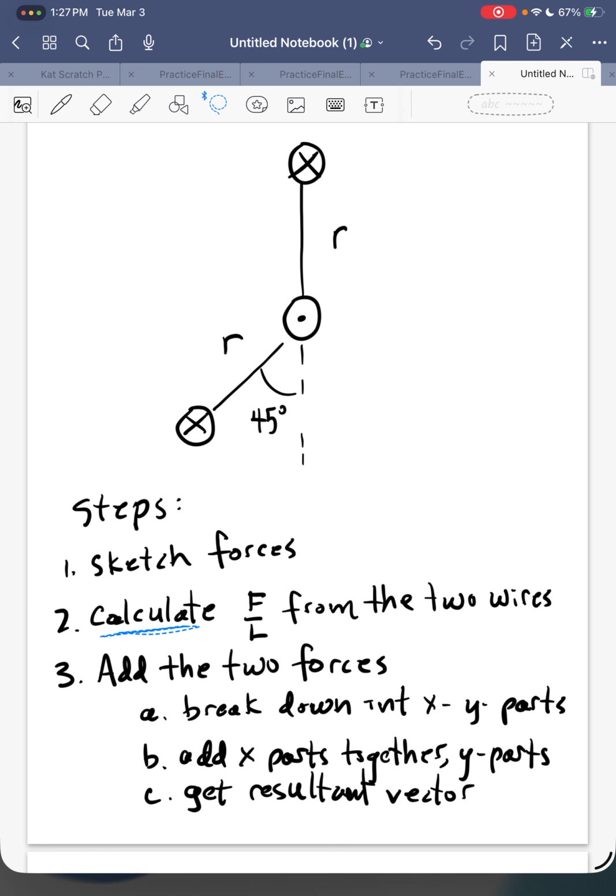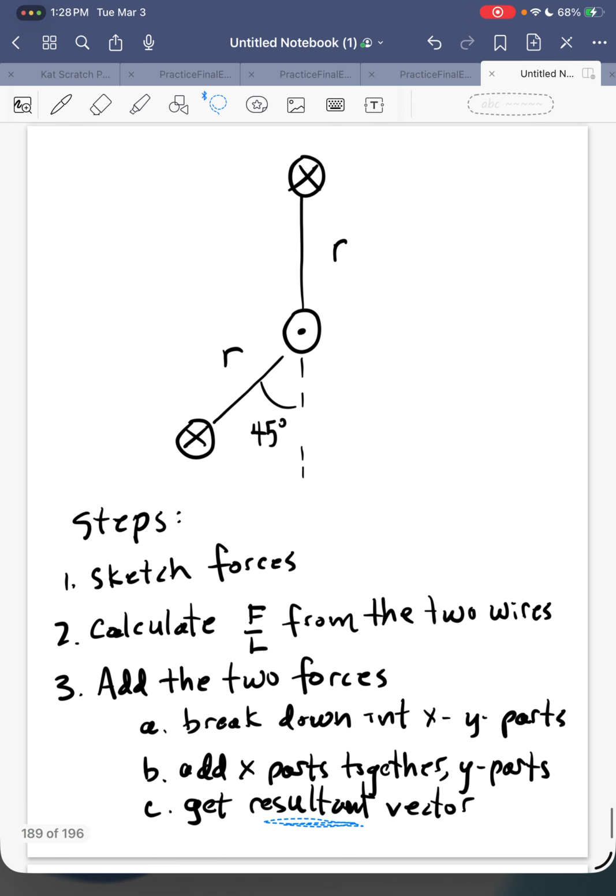All right. Then the third step is going to be this. Now we've got to do the vector addition, and we can break that down into different parts, parts A, B, and C. The first part is we're going to take the 2 forces. There's going to be a force caused by this wire on the central wire, and a force caused by this above wire on the central wire. We're going to take those 2 forces and break them down into X and Y components, or parts. Next, we're going to add all the X parts together and add all the Y parts together. And then finally, given that total X and total Y, we can get the resultant vector's length and angle.